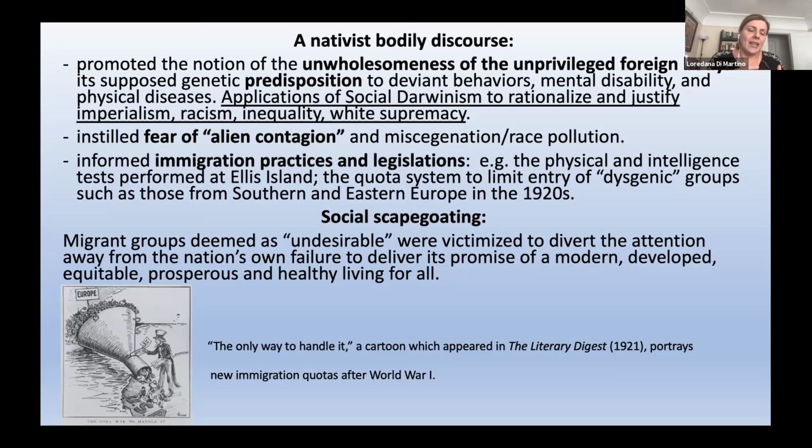It went into policymaking in that it informed immigration practices and legislations at the time. And I will just talk about the example of the quota system that in the 20s limited entry of these groups from Southern and Eastern Europe. And you had a lot of political cartoons, which I always like to go and find, that comment on these issues. So there was essentially a lot of social scapegoating. Migrant groups that were deemed undesirable at the time were victimized to divert the attention away from the nation's failure to deliver its promise of a modern, developed, equitable, prosperous, and healthy living for all.